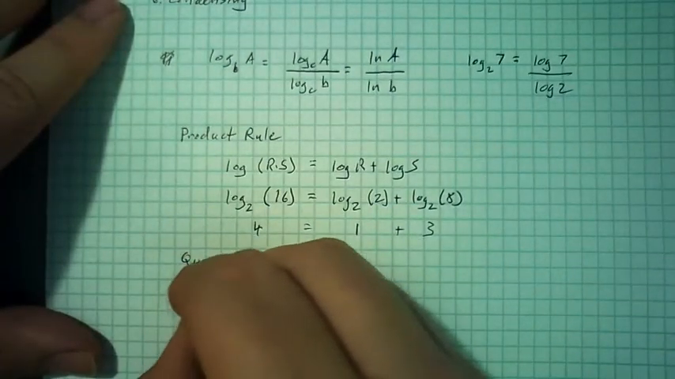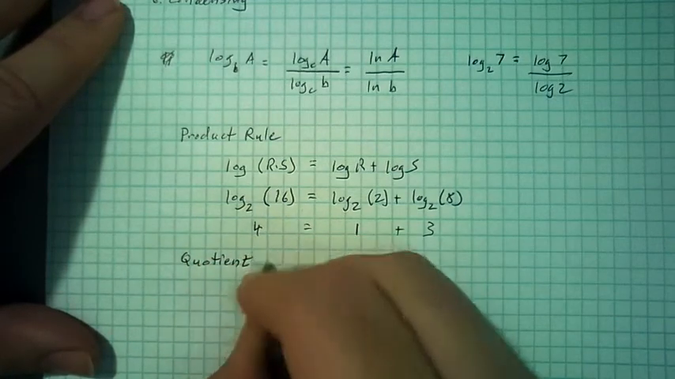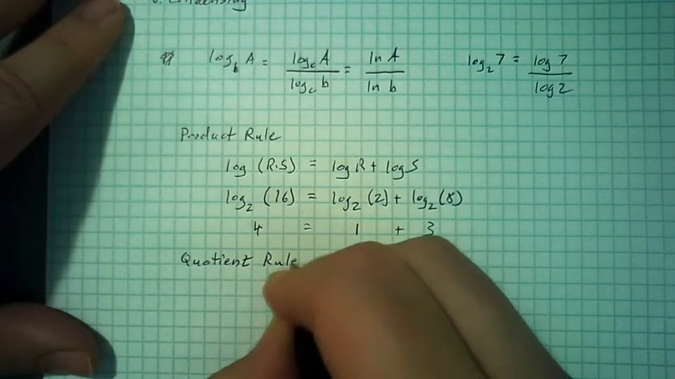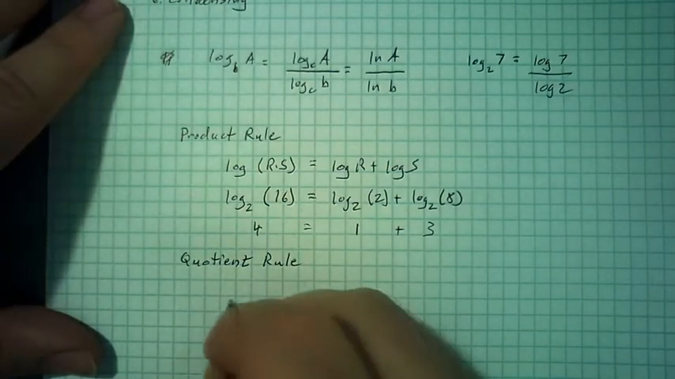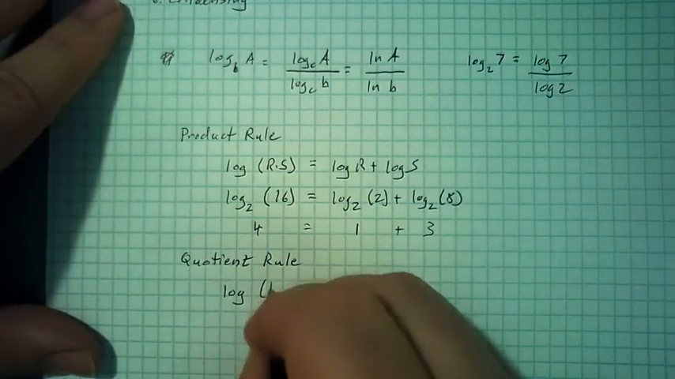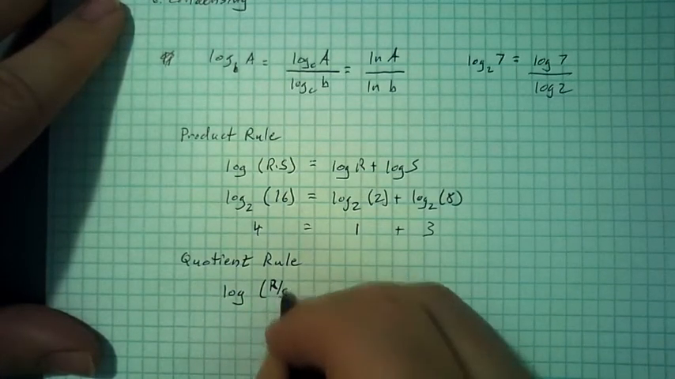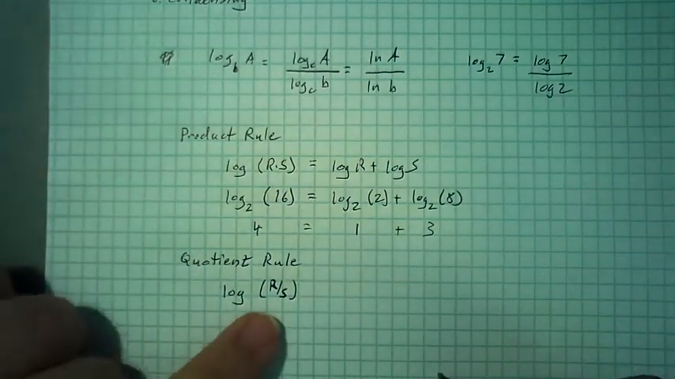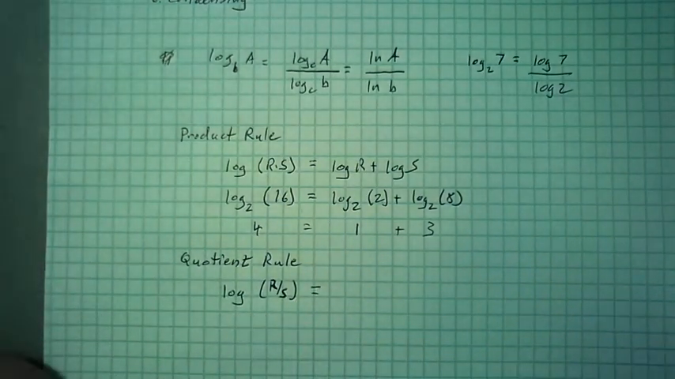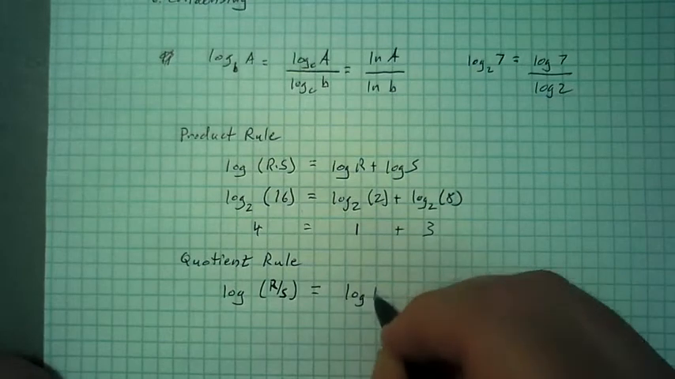The quotient rule is very similar, but the quotient means the answer to a division problem. So the quotient rule has division on the inside. It says the logarithm of a quotient is equal to the difference of the individual logarithms.